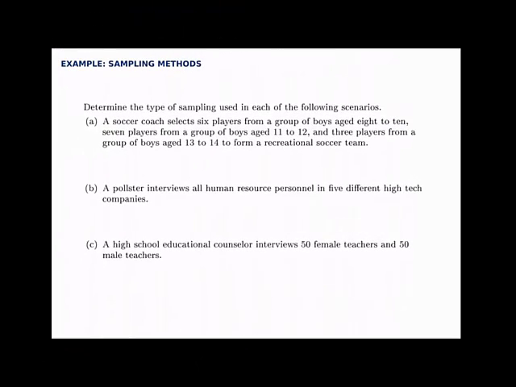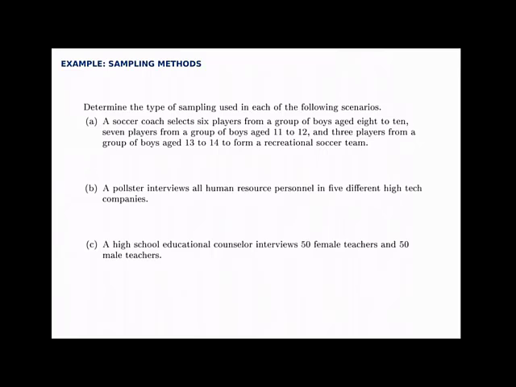In this example, we're going to decide which type of sampling is being used in each description. The first situation, we have a soccer coach who selects 6 players from a group of boys aged 8 to 10, then 7 players from the group of boys aged 11 to 12, and finally 3 players from a group of boys aged 13 to 14 to form a rec team.